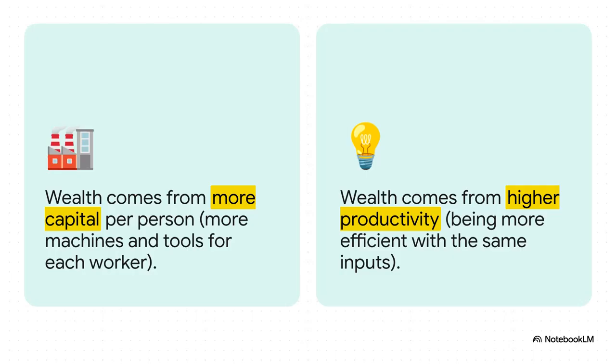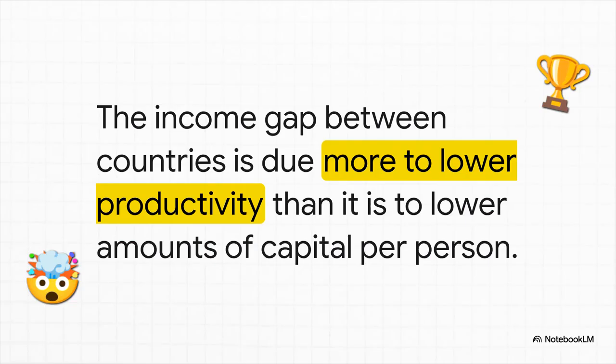So this leaves us with two big possible explanations for why some countries are rich and others are poor. Is it just that rich countries have more stuff for each worker? More machines, more computers, more infrastructure? Or is it that they have a fundamentally better recipe, that they're just way more efficient and innovative at using the stuff they already have? And when you look at the data, the answer is crystal clear.